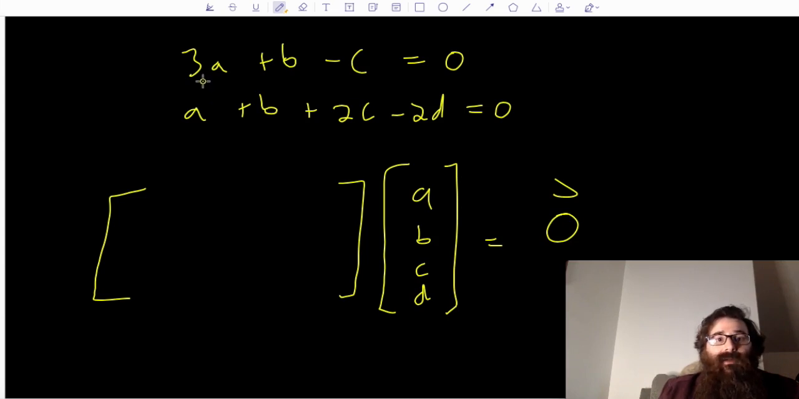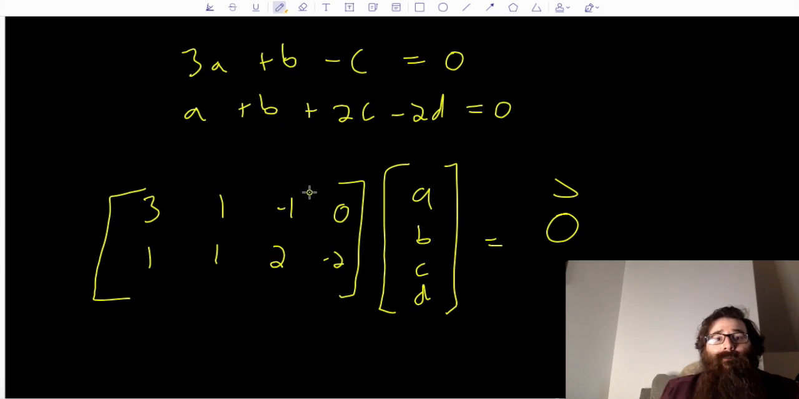So what I'm going to wind up with is I'm just going to be picking on coefficients. So it's going to be the 3 times A, so write the 3, plus 1 times B, so write the 1, minus 1 times C, so write the minus 1. And then I'm missing D here, so that's really 0D, so I have to write the 0 in. And then for the second row, it's the second equation. So that's 1A, write the 1, 1B, write the 1, 2C, write the 2, minus 2D, so write the minus 2.